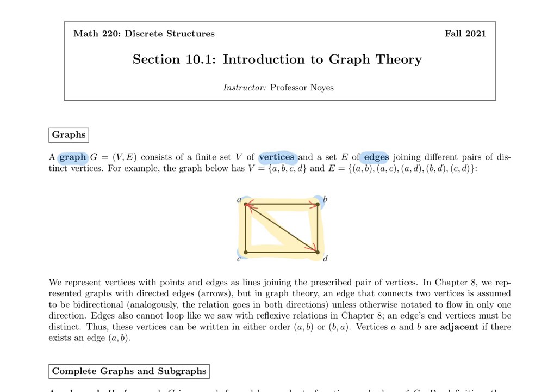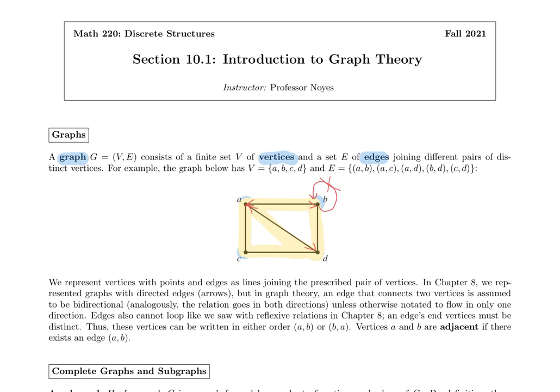Another difference from chapter 8 to chapter 10 is that edges cannot loop. Remember when we were looking at reflexive relations in chapter 8, they had a loop. What you'll notice is we don't have this loop. Those can't happen here. So the vertices of an edge must be distinct, meaning they have to be different. You can't have an edge from B back to itself. It doesn't exist. So edges can be written in either order since they're bidirectional and cannot go back to themselves. You can write it as AB or BA, AD or DA, BD or DB.